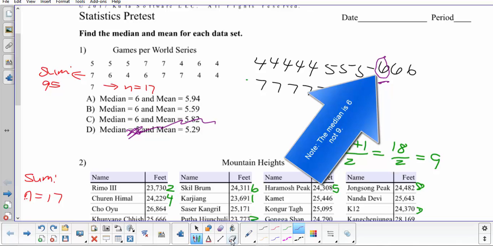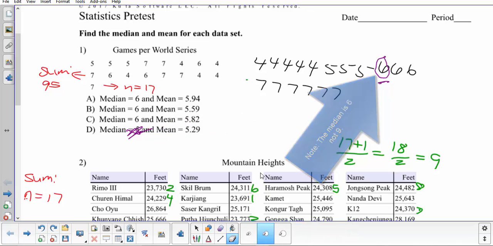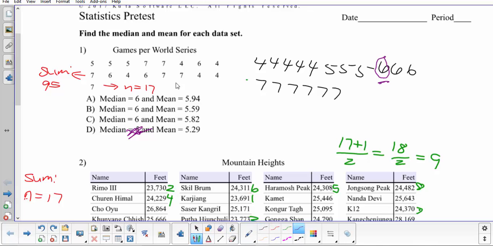Then the next thing we do is find the mean. In order to find the mean, we first have to find the sum of our numbers. In this case, I added them up and found that the sum was 95. My next step is to divide by the number of numbers, which is 17. 95 divided by 17 rounds to 5.59, so the correct answer here should be B.